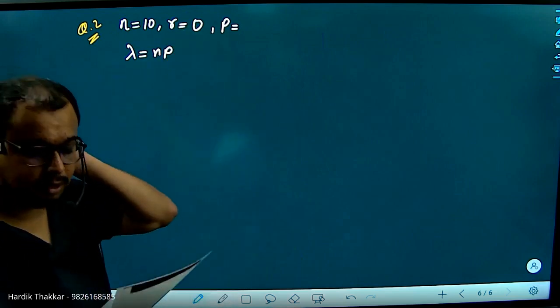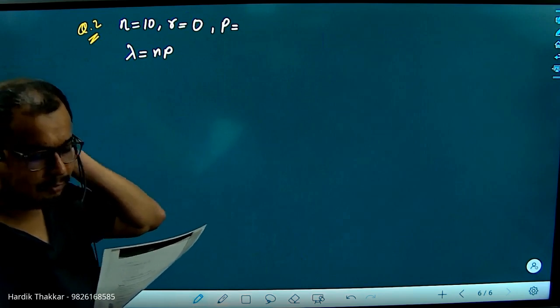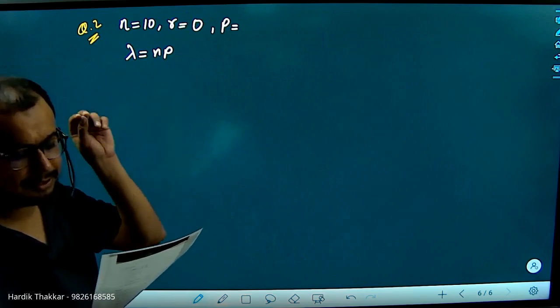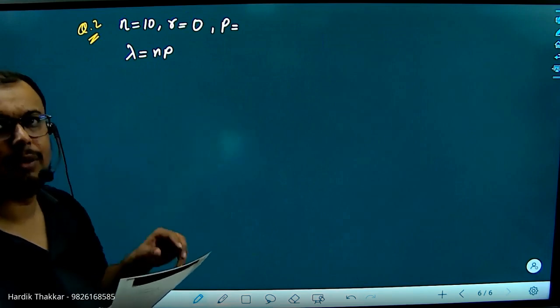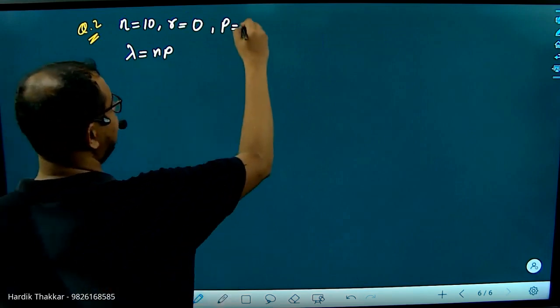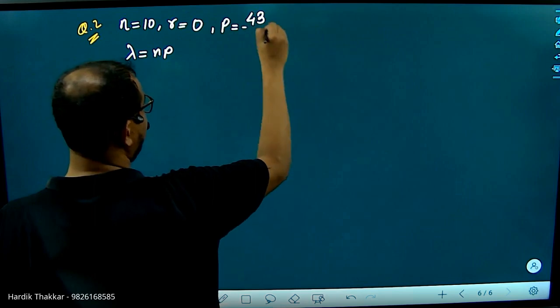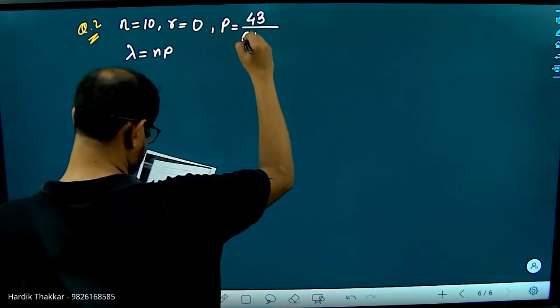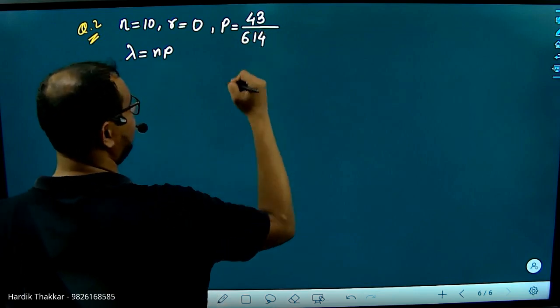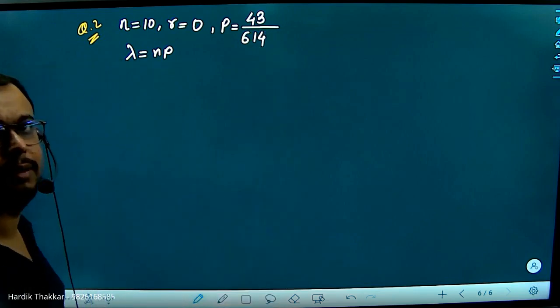Now, for the value of p, it is given that 616 pages contain 43 typographical errors. So the probability of success, the probability of getting a typographical error, will be 43 upon 616. Okay. Yes, sir. Understood.